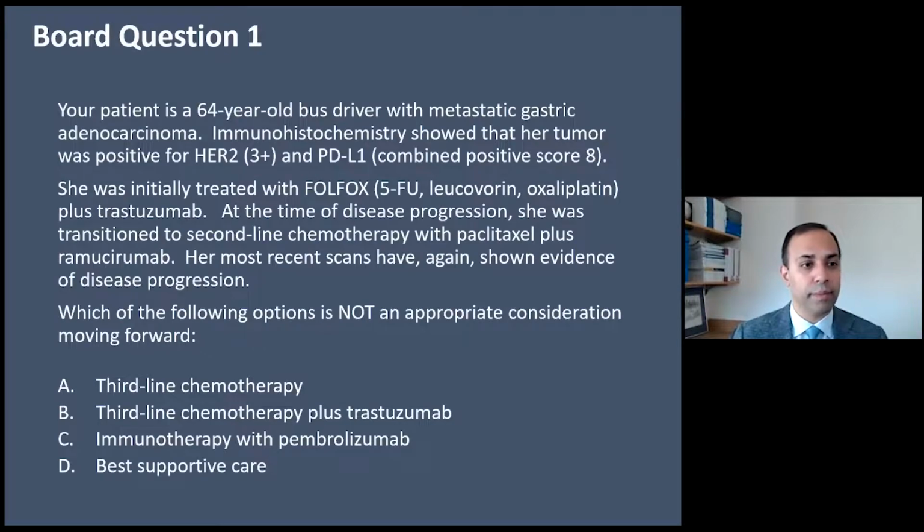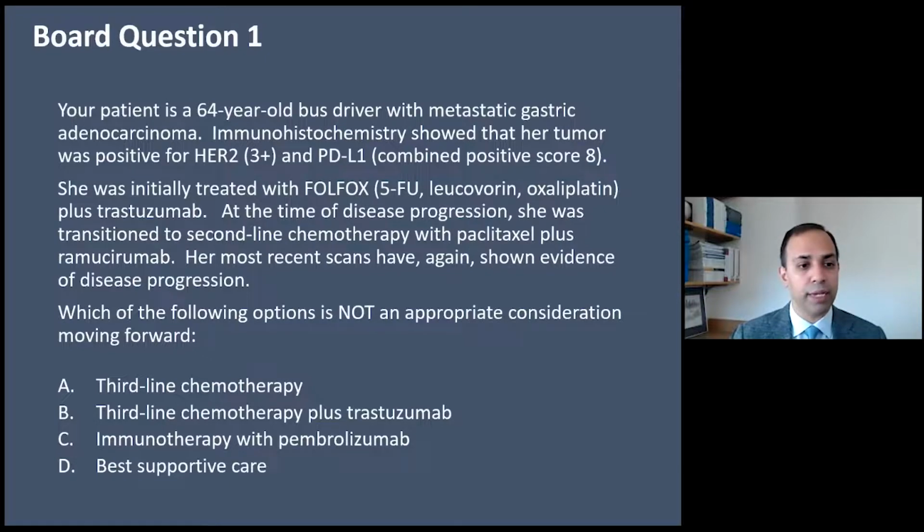Board question 1. Your patient is a 64-year-old bus driver with metastatic gastric adenocarcinoma. Immunohistochemistry showed that her tumor was positive for HER2, 3+, and PD-L1, combined positive score 8. She was initially treated with FOLFOX, 5-FU, leucovorin, and oxaliplatin, plus trastuzumab. At the time of disease progression, she was transitioned to second-line chemotherapy with paclitaxel plus ramucirumab. Her most recent scans have, again, shown evidence of disease progression. Which of the following options is not an appropriate consideration moving forward?